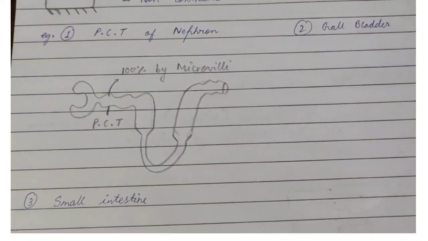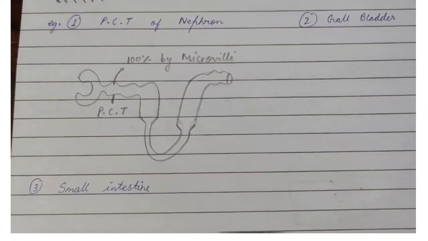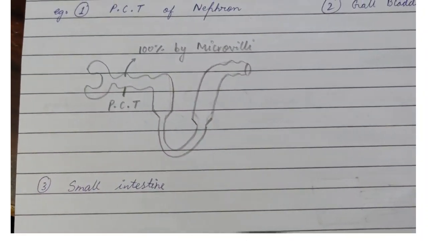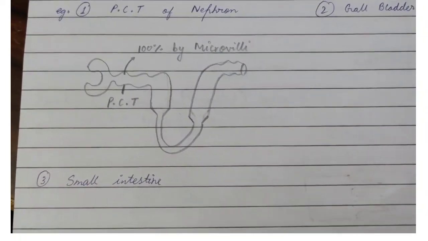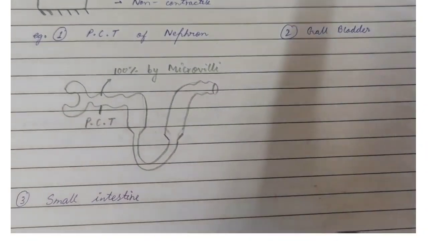The small intestine is the area in our body which has a lot of absorption. Okay, it absorbs the food particles which we eat and get digested inside the small intestine.